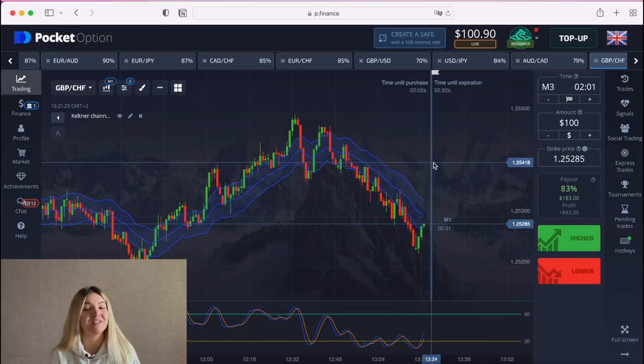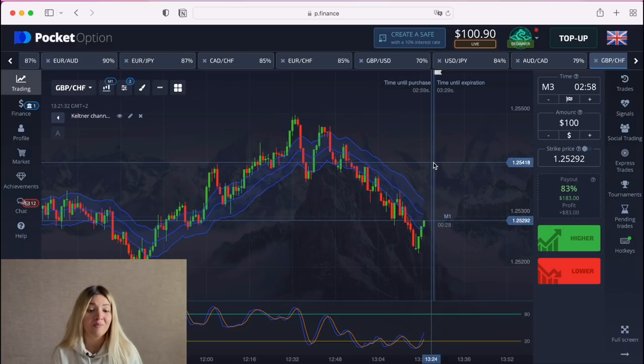Okay, this strategy is not really hard, and whoever has been with me for a long time remembers that I used this strategy in tradingview.com, because Pocket Option didn't have it, and now it has it, and I think that's really nice. So let's get started.